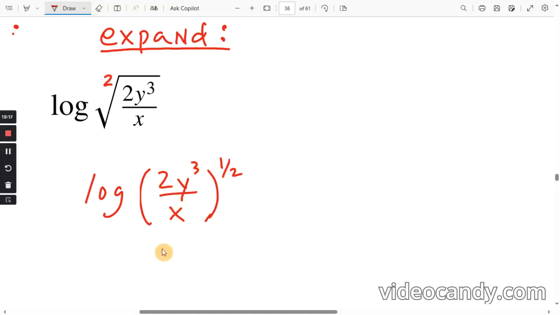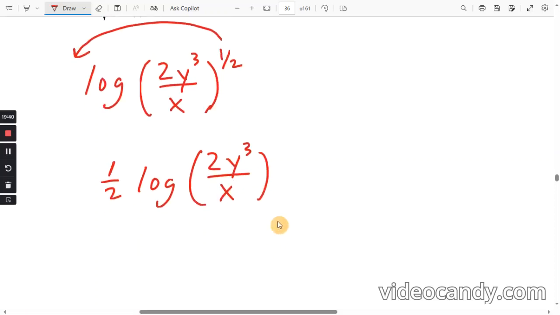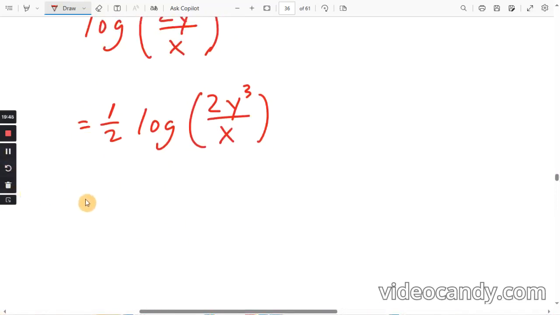And now first, let's use the power rule, the exponent rule. Let's get rid of this. That goes out front. All right, so we have 1/2 log of this right here without the exponent. 2y to the third divided by x. All right, so we keep the 1/2. And we're going to break up this log here. Keep the 1/2. We're going to break this up.